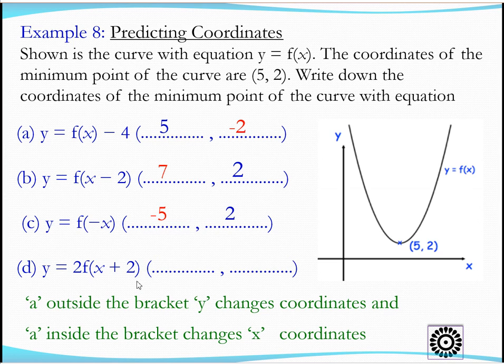Here is a double. The one outside is going to affect y, so you're going to multiply y by 2. This one, you're moving to the left 2 units to affect x. So x is 5 here, 5, 2 units to the left, that will give you 3. Now we have 2, 2 times 2, that will give you 4.